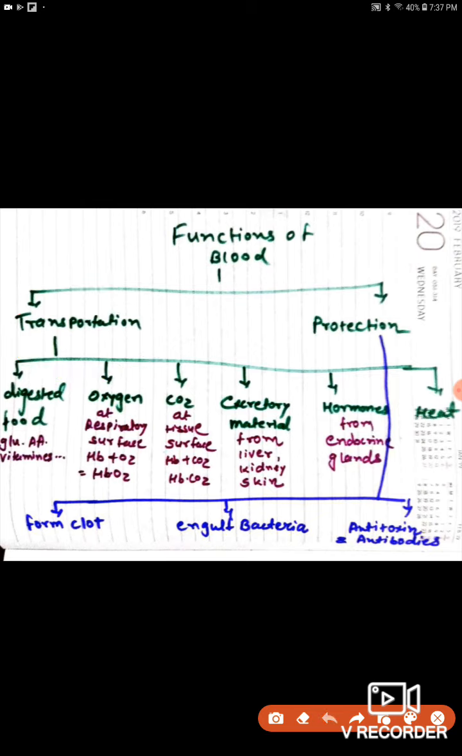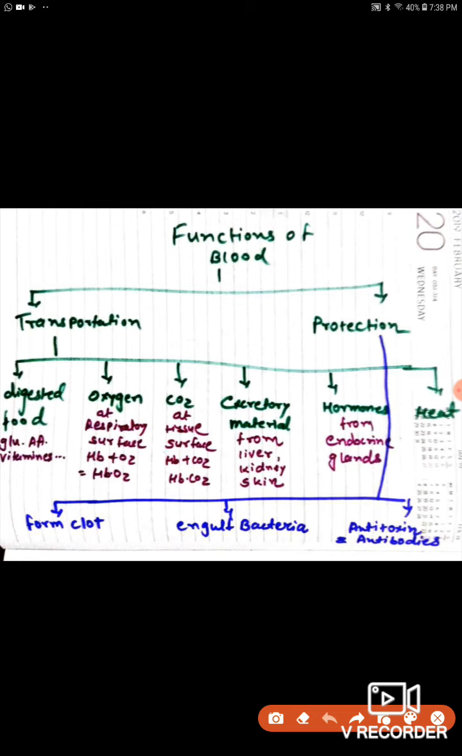In transportation, there were many sub points. What is being transported in our body with the blood, from one place to another? As you know, after digestion, the complex molecules are converted into simpler ones. These molecules go from the alimentary canal into the blood, and afterward whichever tissue wants them, they go to that site. Examples: glucose, amino acids, vitamins, minerals, and many more.